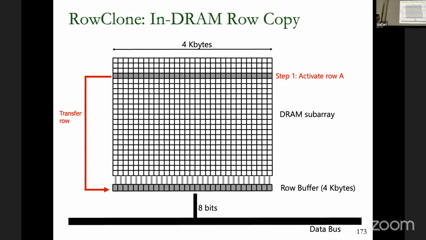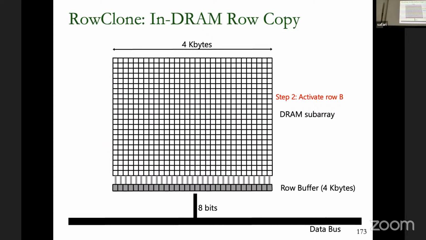What differs from a regular DRAM access operation is that the next access we are going to do is another activation, to the destination row B. This second activation connects the DRAM cells in this row to the bit lines, and hence to the row buffer here. Since the row buffer is stronger, it writes back the data latched from the source row A down to the destination row B. So this allows us to copy these 4 kilobytes of data from one row to another without the intervention of the processor.